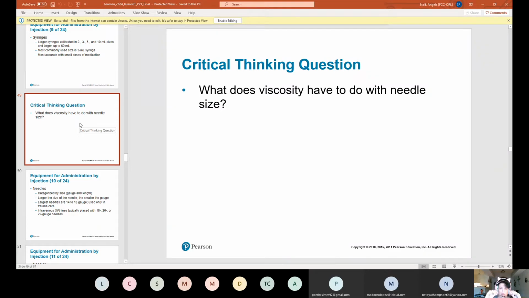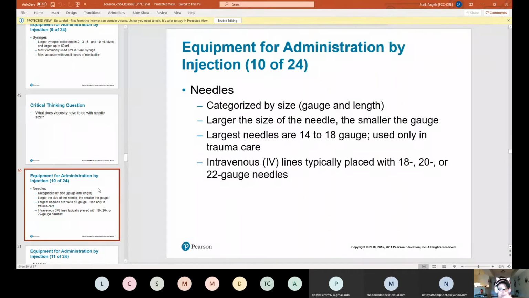Okay, so you've got to be familiar. It's not like it's something you'll never run across. Now I've already talked about how needles are categorized by their gauge, right?